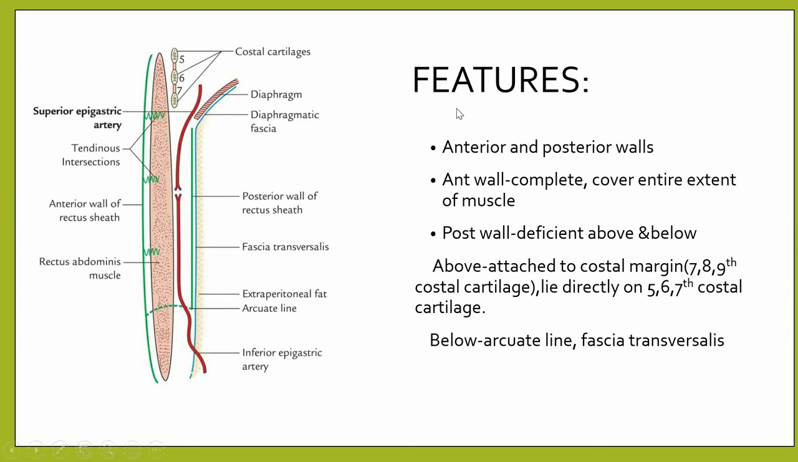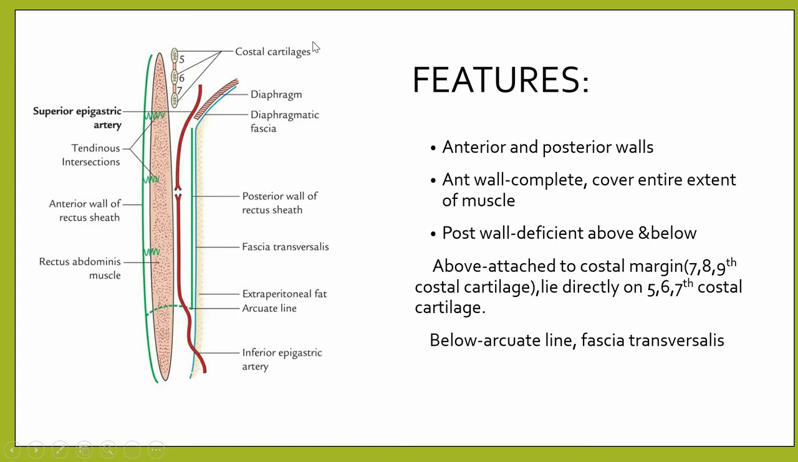So, what are the features of this rectus sheath? This sheath presents an anterior wall and a posterior wall, and the anterior wall is complete. As you can see, it starts from here and extends throughout the muscle, so it is complete. But the posterior wall is incomplete, because you can see the posterior wall only here, in the middle portion. Superiorly it is deficient, and inferiorly it is deficient below the arcuate line. So the posterior wall is incomplete and deficient above and below. Above, it is attached to the costal margin of the 7th, 8th, and 9th costal cartilages, and it lies directly on the 5th, 6th, and 7th costal cartilages. Below the arcuate line, it lies directly on the fascia transversalis, as you can see here.